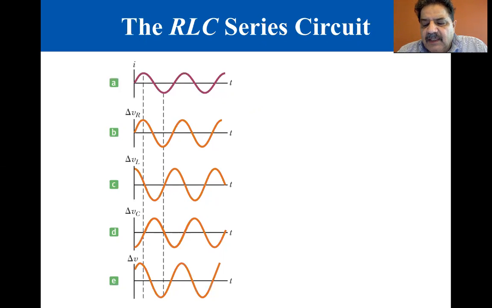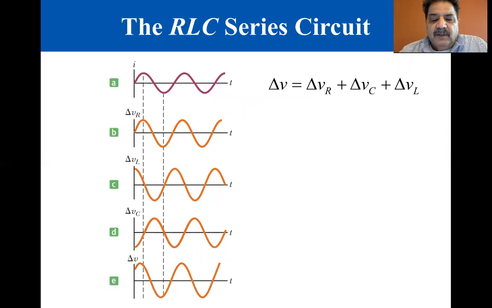The net instantaneous voltage supplied by the AC source equals the sum of the instantaneous voltages across the separate elements. So we have delta V equals delta VR plus delta VC plus delta VL. This doesn't mean that the voltages measured with an AC voltmeter across R, C, and L sum to the measured source voltage. In fact, the measured voltages don't sum to the measured source voltage because the voltages across R, C, and L all have different phases.